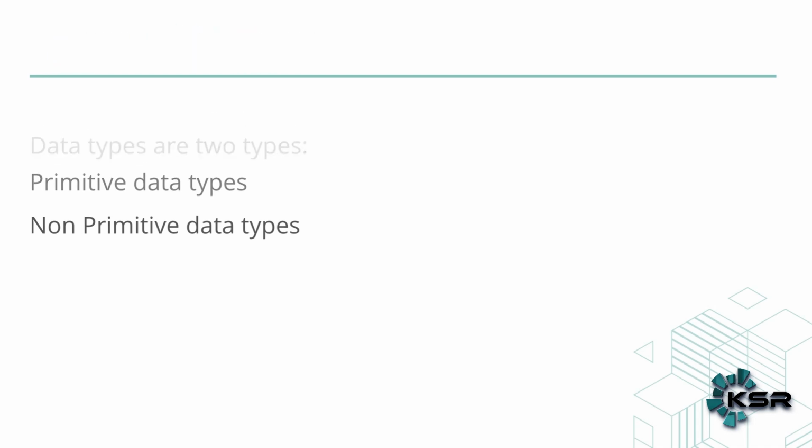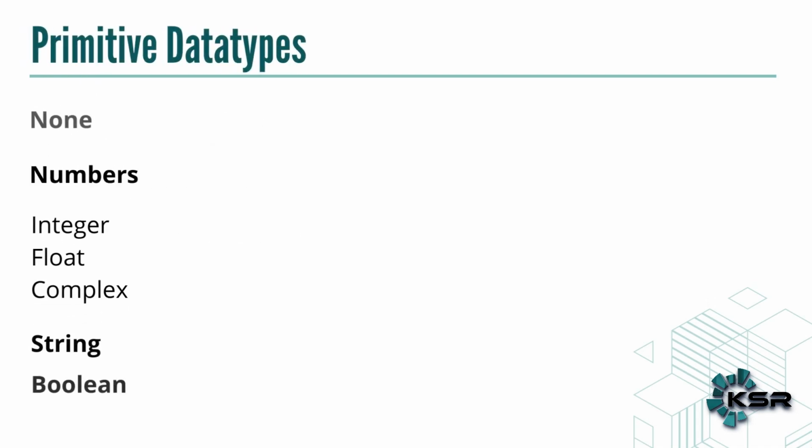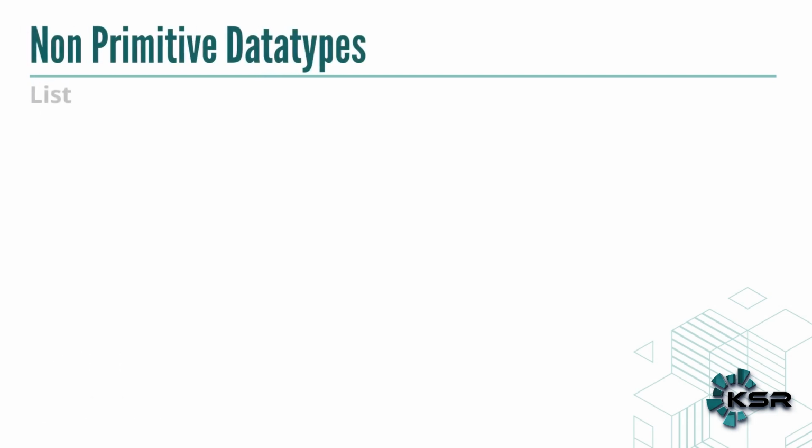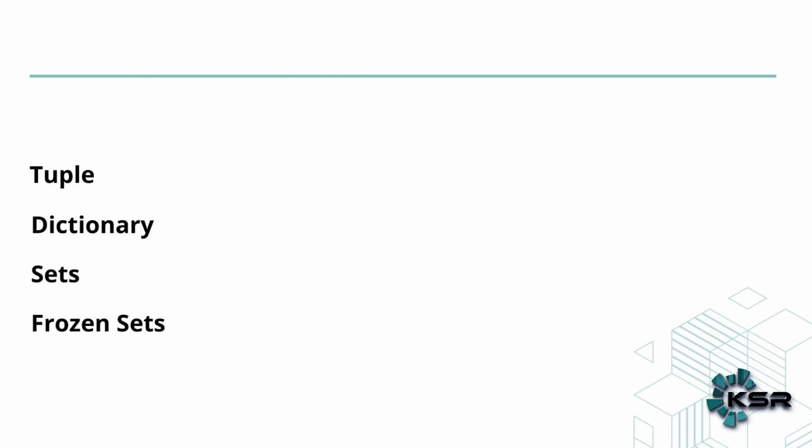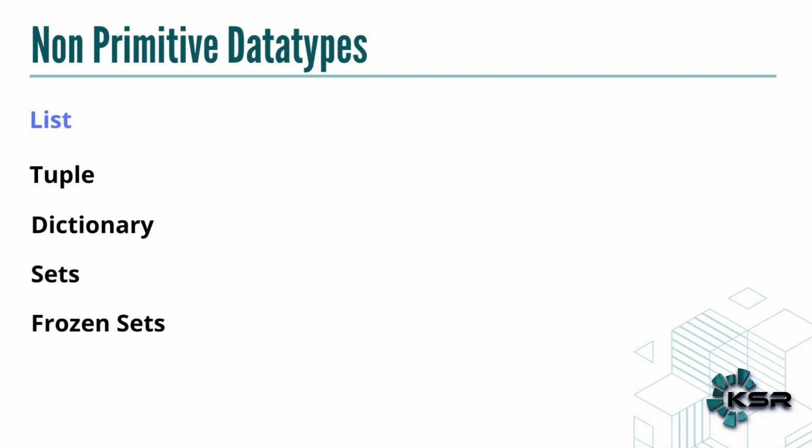So the first is primitive data types. We have none, numbers, string, and boolean. Now let us understand non-primitive data types. The first of the non-primitive data types is list.